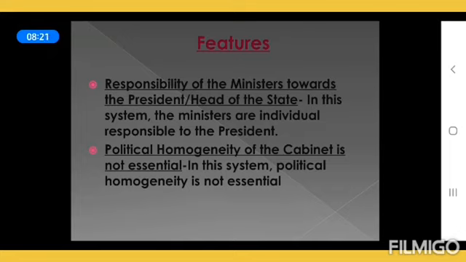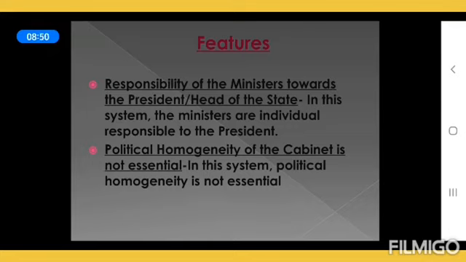So in this type of government, the ministers are individually responsible to the president. But unlike in the parliamentary form of government, the ministers are individually responsible towards whom? The ministers are individually responsible towards the prime minister also, and individually as well as collectively responsible towards the legislature. Here in the presidential form of government, the ministers are individually responsible to the president because the president is the one who appoints them.